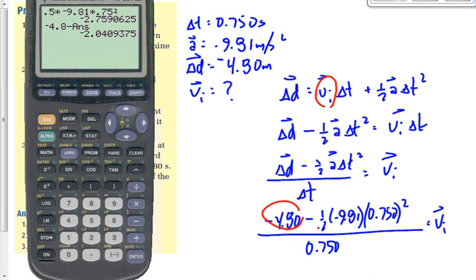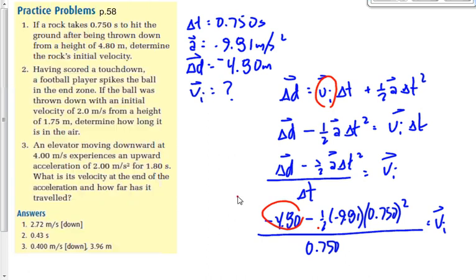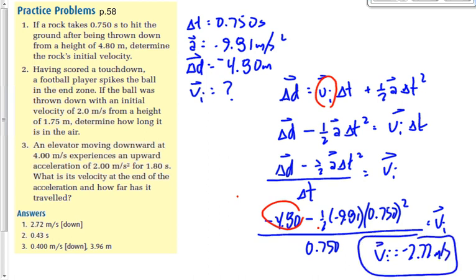We end up getting negative 2.04. Now let's divide that by 0.75. And we end up getting negative 2.72. Vi is negative 2.72, which is exactly what they tell us the answer is. They actually say it's 2.72 down. What's the difference here? I said negative 2.72. They said 2.72 down. That's the same thing, right? Okay, we good with that?